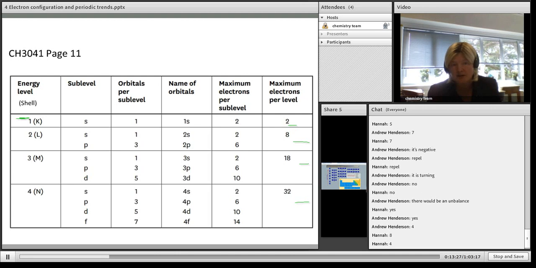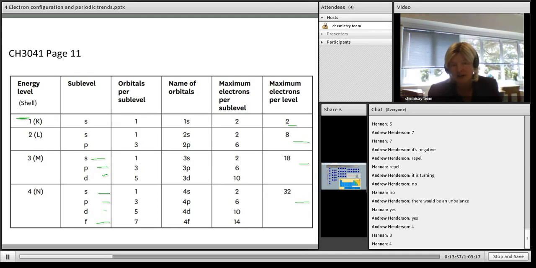Notice in the first energy level, you've only got 1 type of orbital, the s, only 1 sublevel. The second energy level has got 2 sublevels. Remember, the number of sublevels is the same as the energy level number. The third energy level has got 3 sublevels. And remember, the first sublevel is s, the second sublevel is p, and the third sublevel is d. And then the fourth one has got s, p, d, and f.